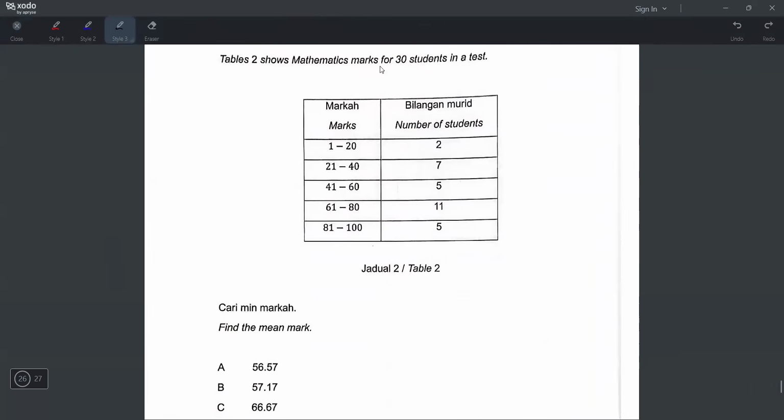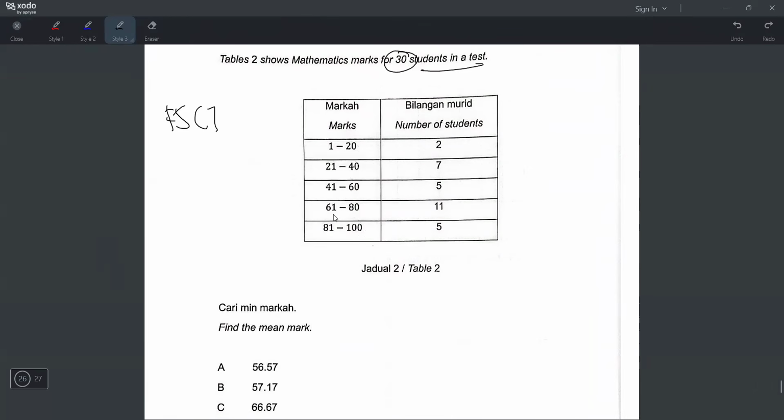Table 2 shows mathematics marks of 30 students in a test. This is measures of dispersion, but it's for group data, so it's from Chapter 7. Why do I know it's group data? Because I saw the class. This is what we call class.